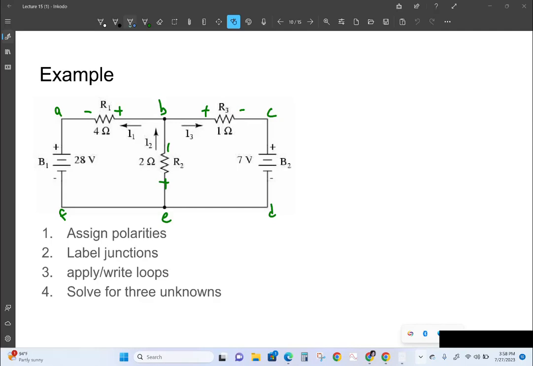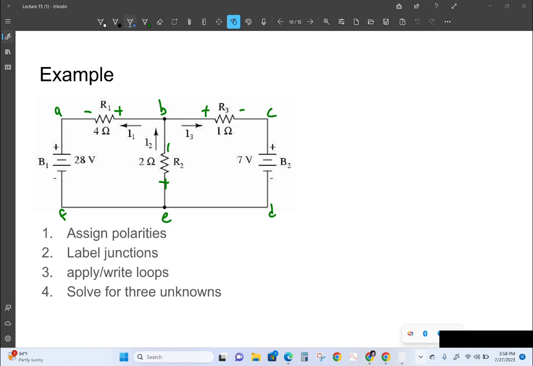Let's talk about a problem now where we use both rules. This is usually a problem that has more than one power supply, and it's also sometimes hard to tell if things are in parallel or series, so you can't just do a simple analysis. The first thing we need to do is look at the problem and identify the junction rule.